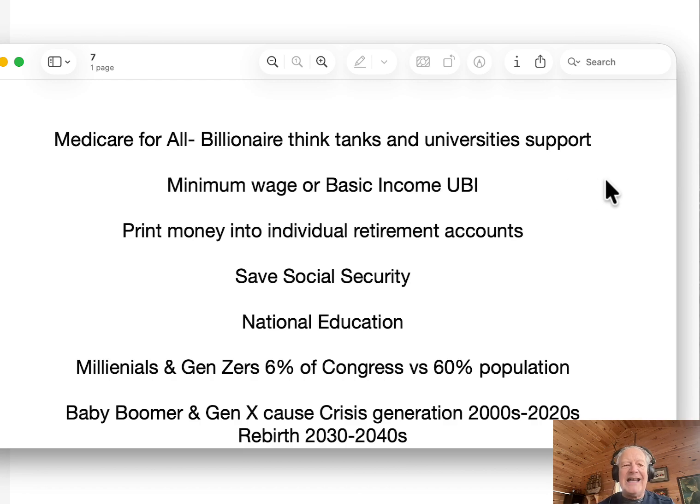Even billionaire think tanks and universities say it would be a good thing for businesses and people. Universities are saying the same thing, but they've taken another step. They're saying it also saves lives. Don't you want to save lives? That's how you build a better economy.